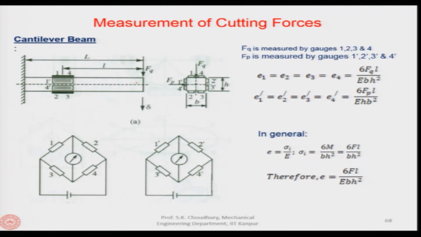Okay. So, let us take an example. Suppose this is the cantilever beam, and in this cantilever beam there are two forces acting. One is Fq, which is the thrust force, and one is Fp, which is perpendicular to that. All right. So, there are two forces, Fq and Fp, perpendicular to each other, and if you see in this section, you can see the position or the moment of the point of action of Fq and Fp.